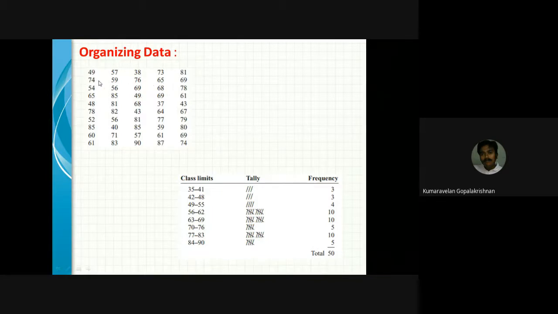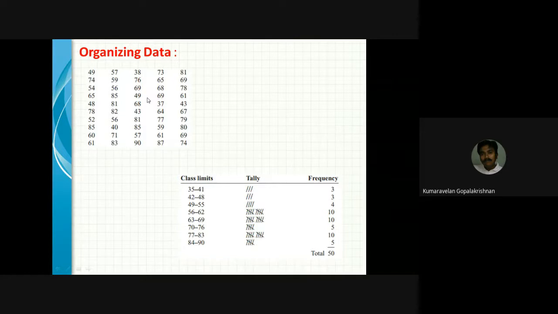Can anyone tell how many data are here? Any participant? 50, sir. So 50. Absolutely. Here is the answer, my dear. Total is 50. So here I am having 50 data.